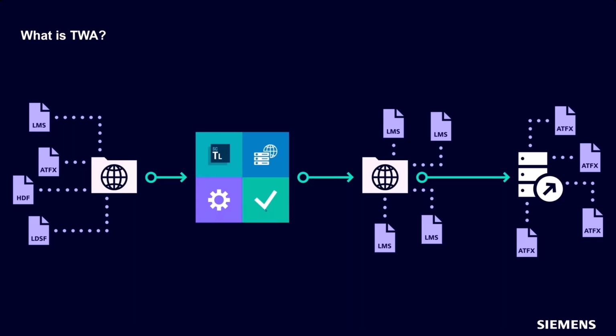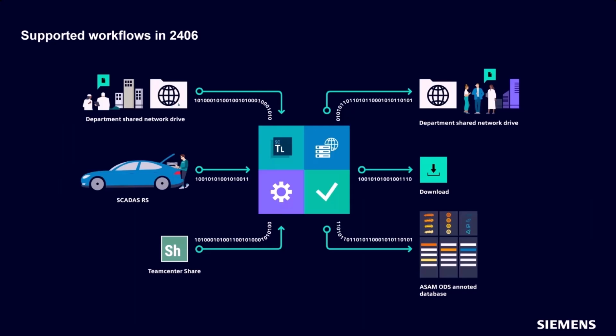It would process it using one of our Neo design process designs, and then basically store it in another location. That could be locally, it could be on an ASM ODS server. It could even just be a local department network drive that you're storing your data in, or it could be from a Scatus RS out in the field. It could be from a Simcenter shared drive, network drives.